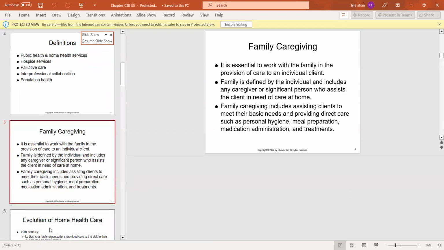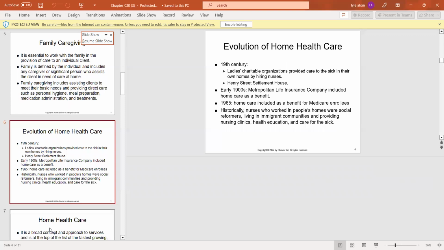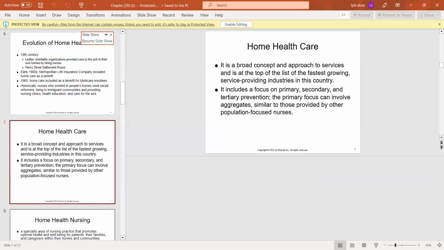It's essential to work with the family in any of this care. We know it's a hard time for lots of families. We see it coming back from the 19th century. In the early 1900s, we have MetLife, who included home care as a benefit. That was to minimize the cost of the insurance company for those who were in a hospital. In the home is a cheaper care.